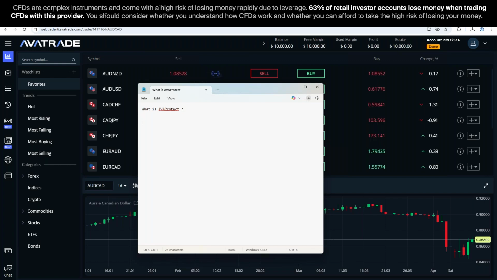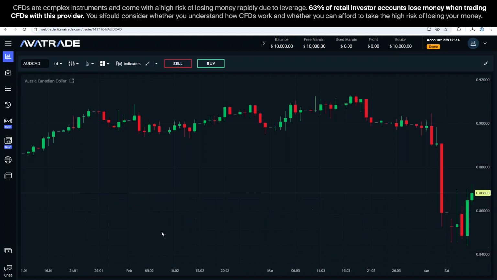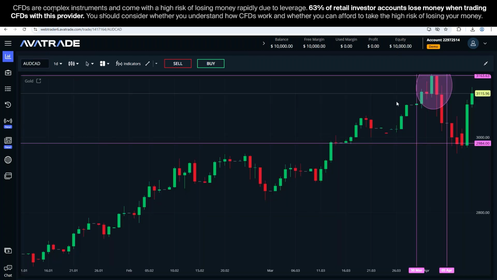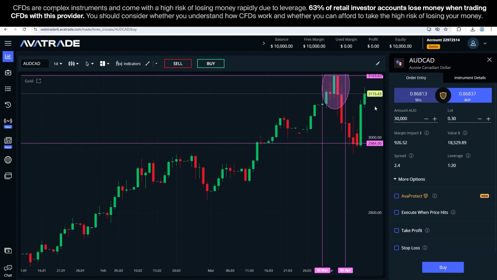It's also important to know that AvaProtect is only available for Forex, gold, and silver. So maybe we can have gold as an example. We click on the two arrows to expand the chart all the way up. At the top left where it says AUD CAD, we'll click twice and then click backspace to erase. We will put gold instead and select it from the list. Now you can see that the chart has changed, although it still says AUD CAD here, and if I click buy or sell, this is what will be displayed.